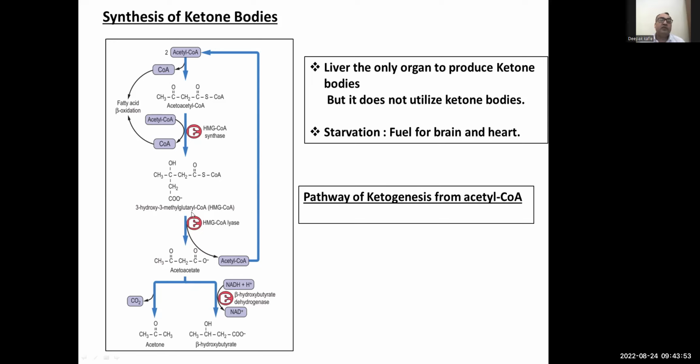And the synthesis of these ketone bodies especially takes place in the liver cells, but the liver does not utilize ketone bodies, because for their utilization it needs an extra enzyme, thiophorase. That thiophorase enzyme is absent in the liver cells.